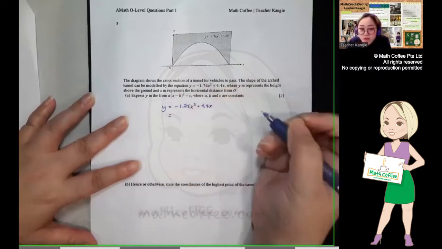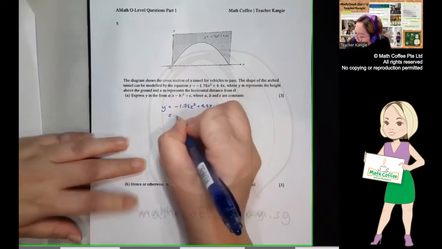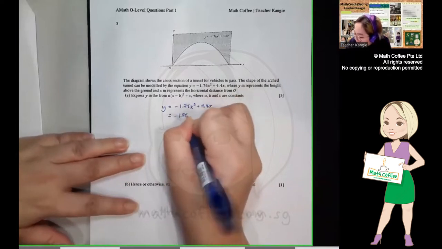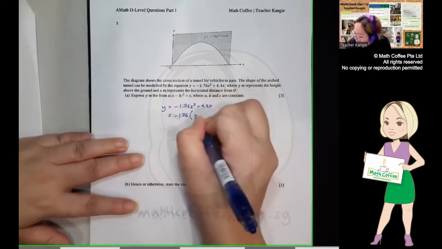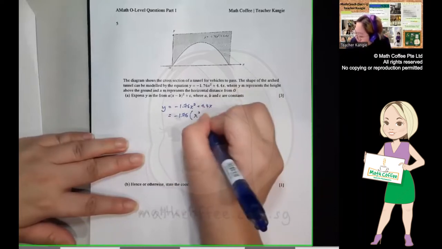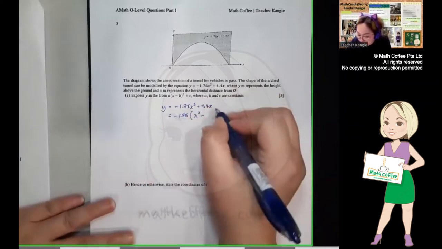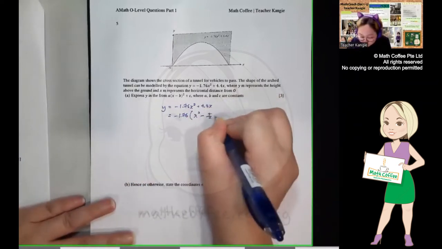So what you need to do is always factorize out the number first. In front is negative 1.76. So I'll take out x squared. So this one is plus. Plus when you take out negative, this is minus. Then you take 4.4 divided by 1.6. So you can put it as 5/2 x.